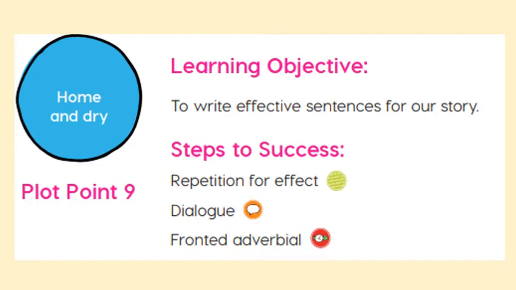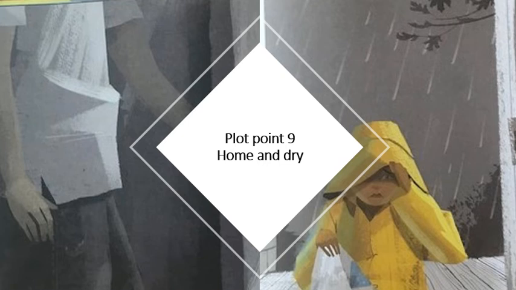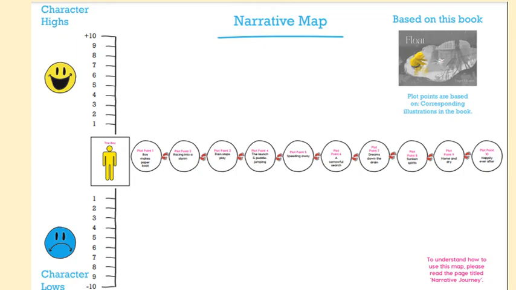Today's learning objective: to write effective sentences for our story. And steps to success for plot point 9, home and dry, are repetition for effect, dialogue and fronted adverbials. Plot point 9, home and dry. And on our narrative map, we're almost at the end, plot point 9. We've got one more lesson after today.